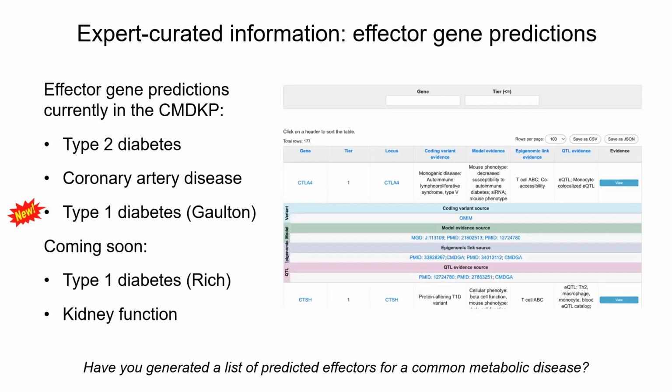So our goal is to incorporate as many of these lists as possible for as many traits, so we really want to do that. So if you've generated a list of predicted effectors, we want to know about it. So we think these are very useful.